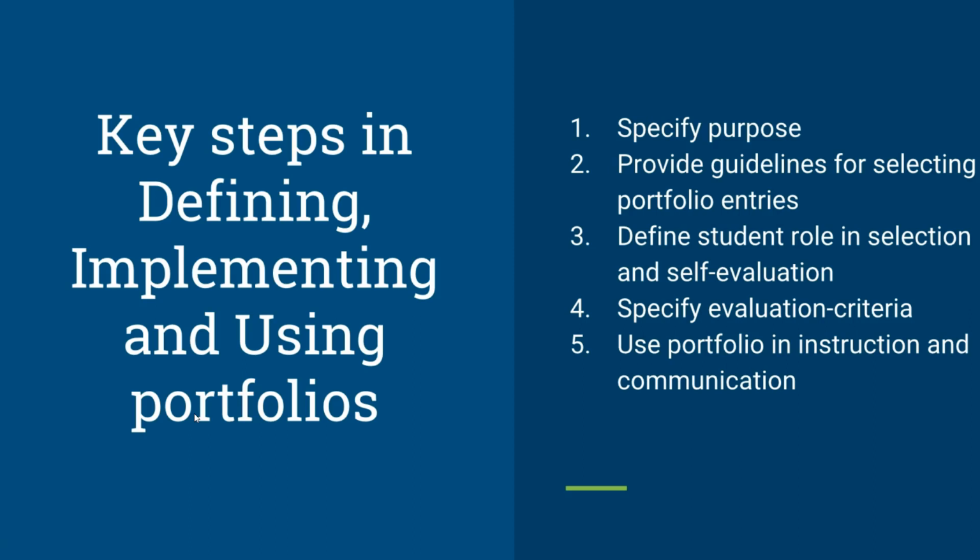Number four is to specify the evaluation criteria. That's why it's important to have a rubric. If you have a rubric, you will have these evaluation criteria in an easier way, and the students will know what they need to work on in order to get better results.